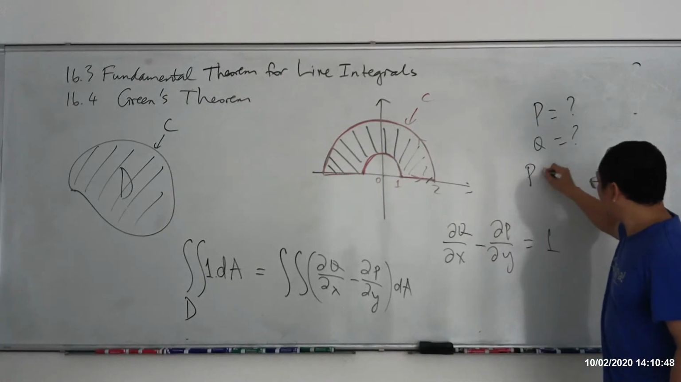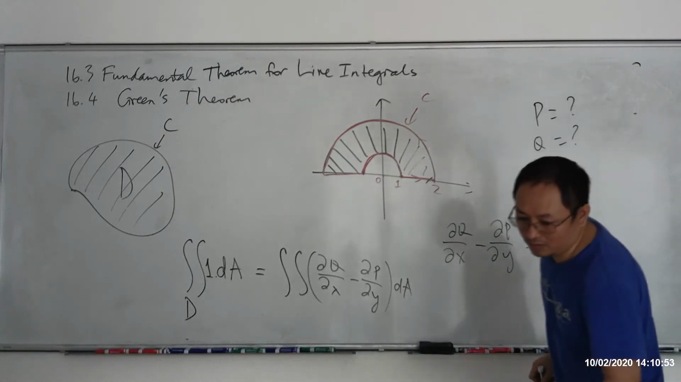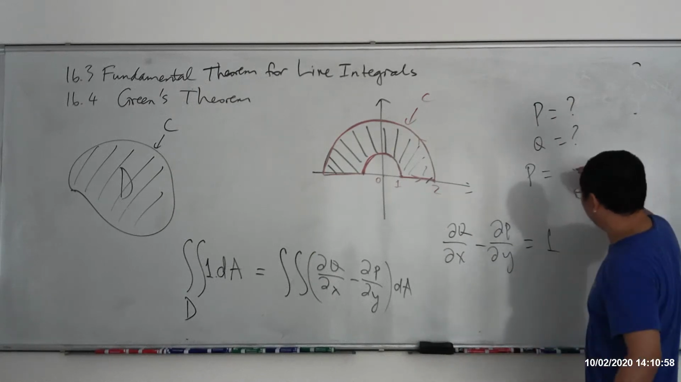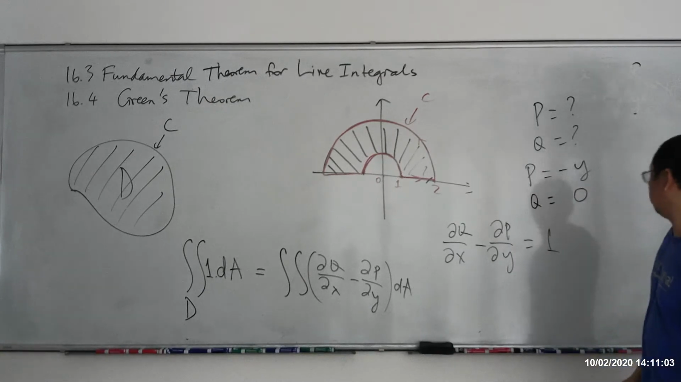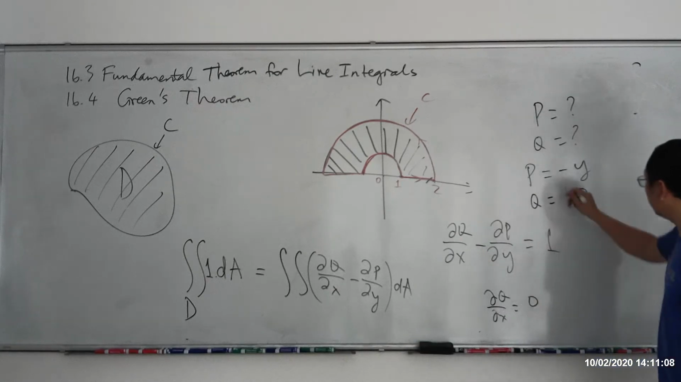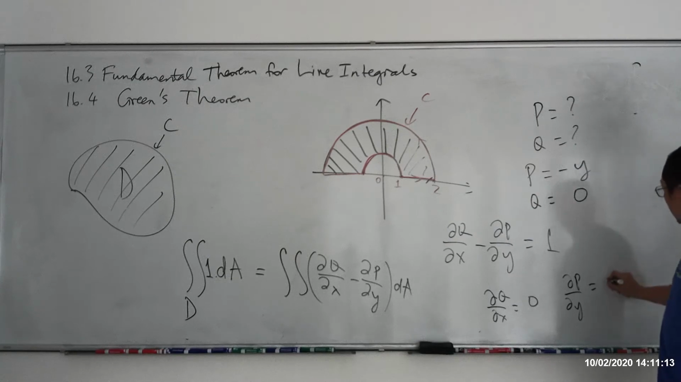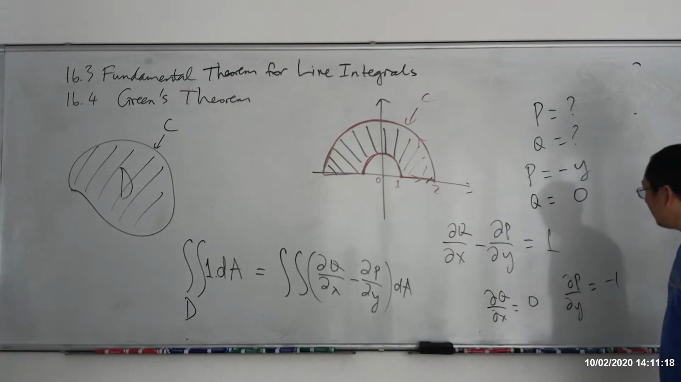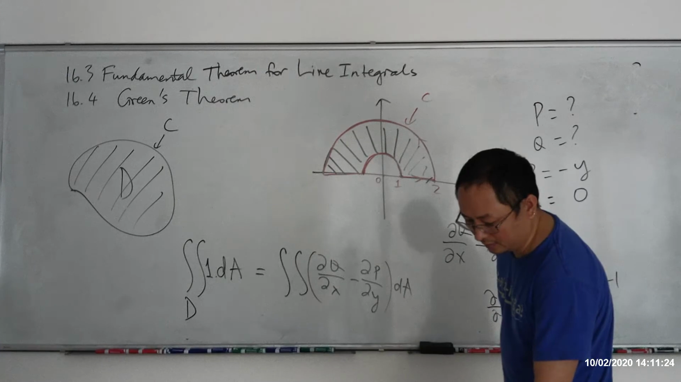Actually, say P is equal to, say, y, for example. Let me see if it works. P equal to negative y, so dP over dy is negative 1, and then Q is equal to 0. Yeah, that works. So dQ over dx is equal to 0, dP over dy is equal to negative 1, so minus becomes 1. And it turns out it's easier to calculate.